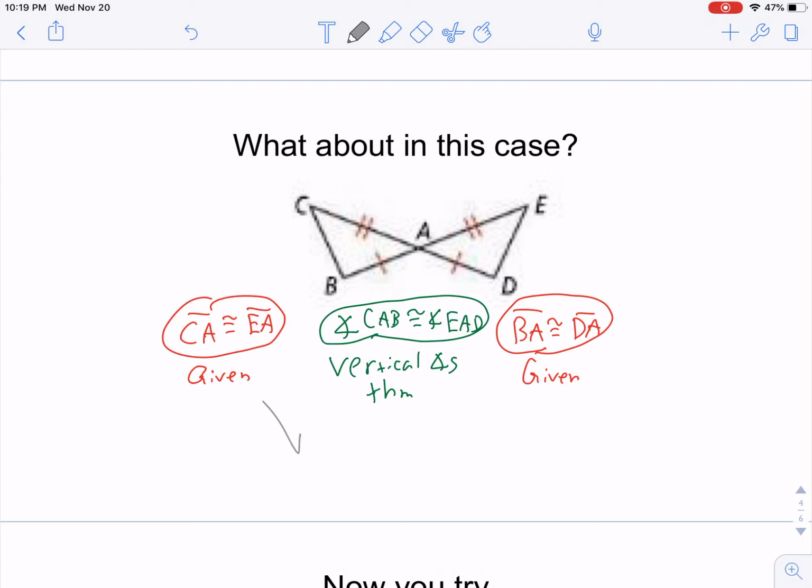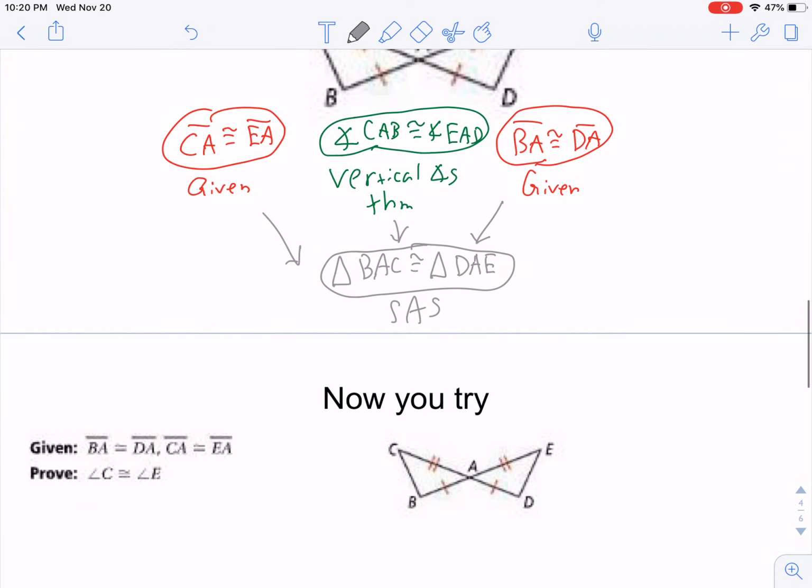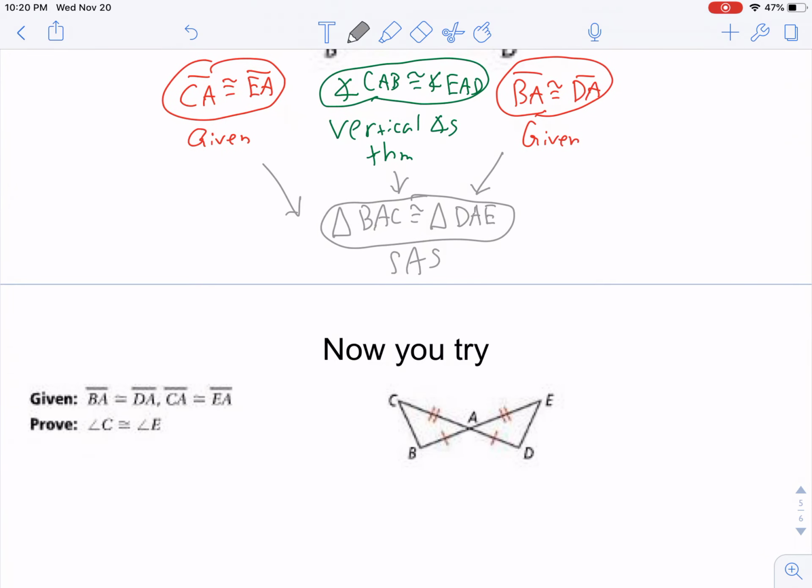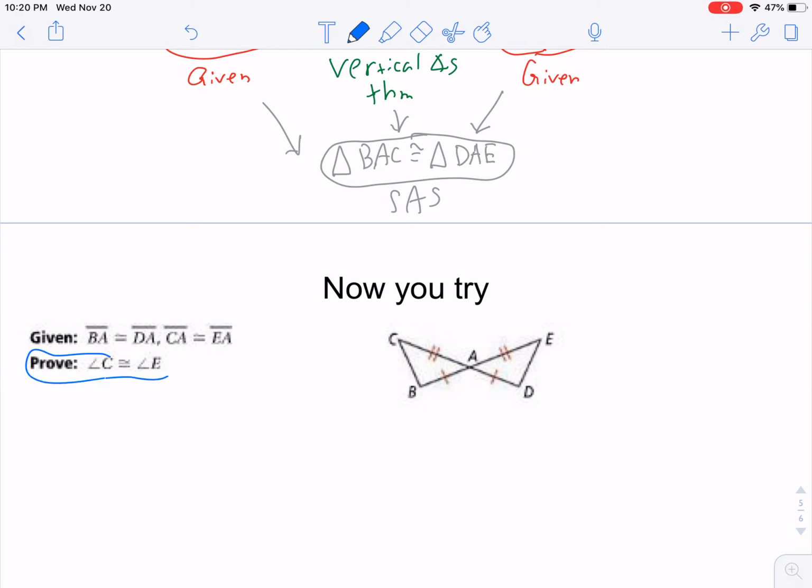In either case, this tells us that triangle BAC is congruent to triangle DAE by the SAS postulate. So, having already done that proof, now we need to say that angle C is congruent to angle E.